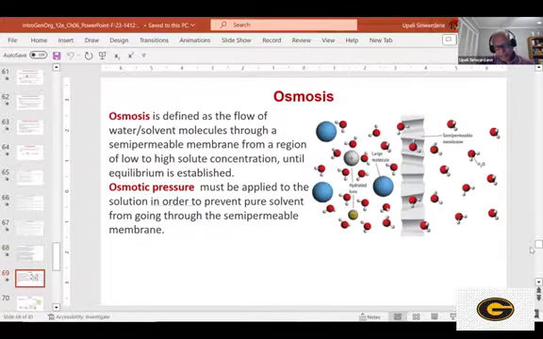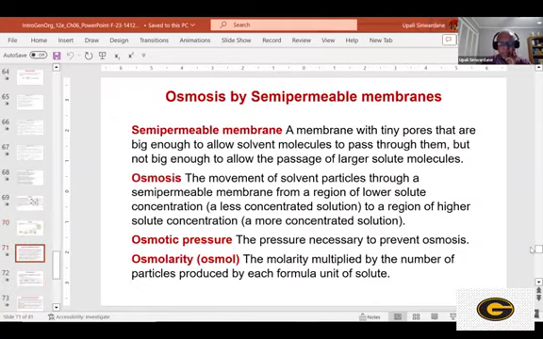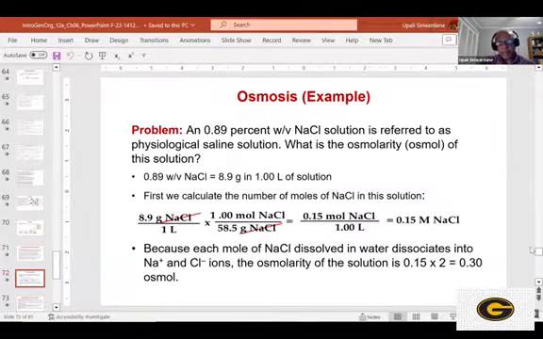Osmosis is pressure created by separating two solutions, one with the higher concentration and one with the lower concentration. Water passes through the semi-permeable membrane to the concentrated solution. So that's called osmotic pressure. Osmosis uses a semi-permeable membrane. The pressure required to balance out osmosis is called the osmotic pressure of the solution.